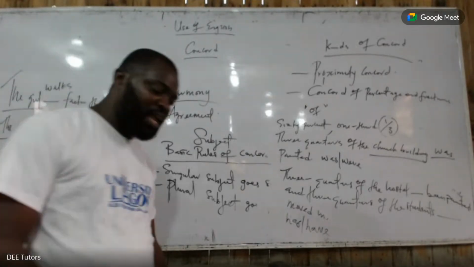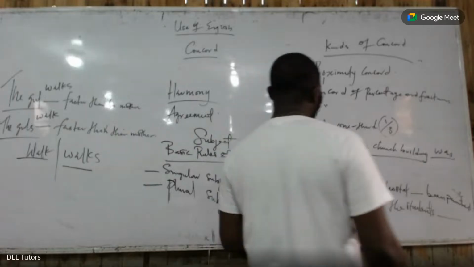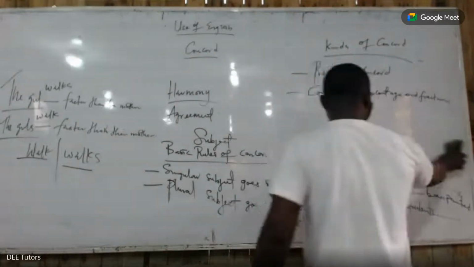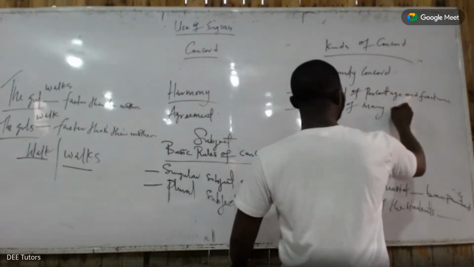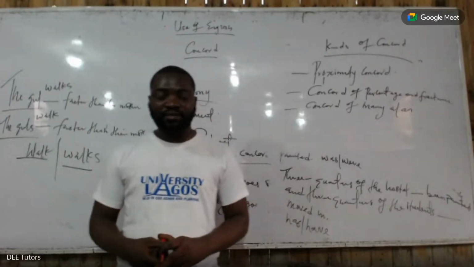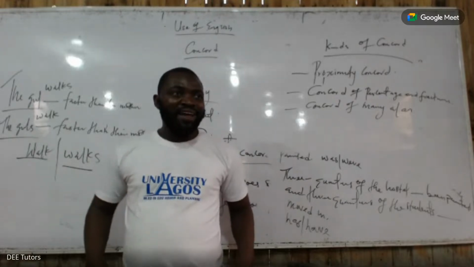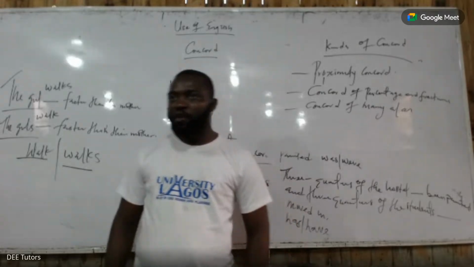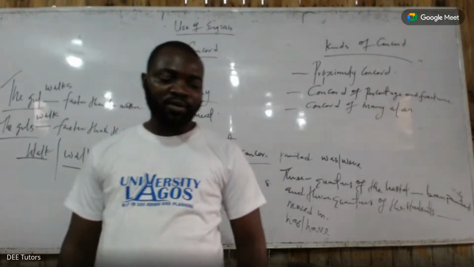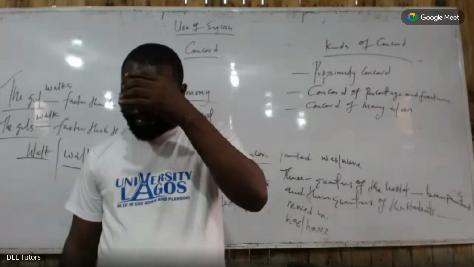Concord of many a and many an. This one is simple and straightforward. Just listen, understand, and write well in your notes. So you can write.